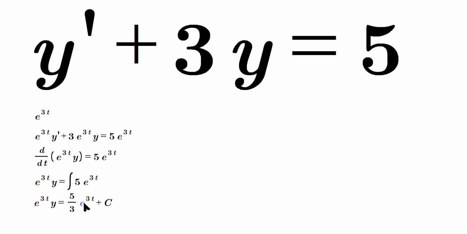When you differentiate the 3t, you get a 3 from the chain rule, which has to cancel with the 3 in the bottom. That gives back the 5 only. Now we can just isolate y.